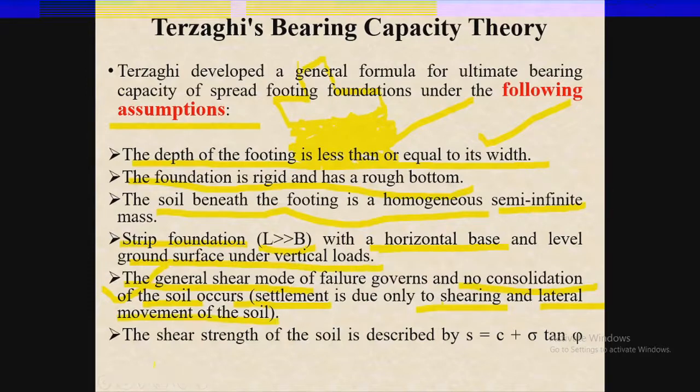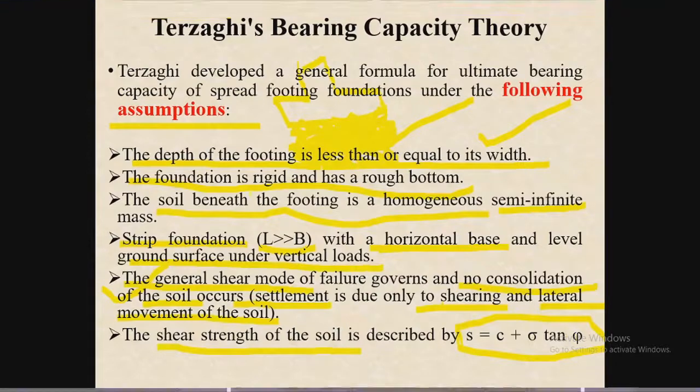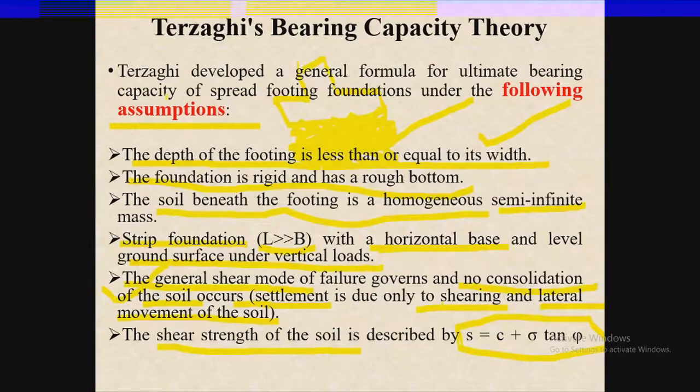And the last assumption is about the shear strength of soil. He added that the shear strength of soil will be determined via the Coulomb equation of shear strength, or the Coulomb law of shear strength, which is S = C + σ tan φ, where S is the shear strength of soil, C is the cohesion, σ is the normal stress, and φ is the angle of internal friction. So these are the few assumptions taken by Terzaghi while deriving his equation.